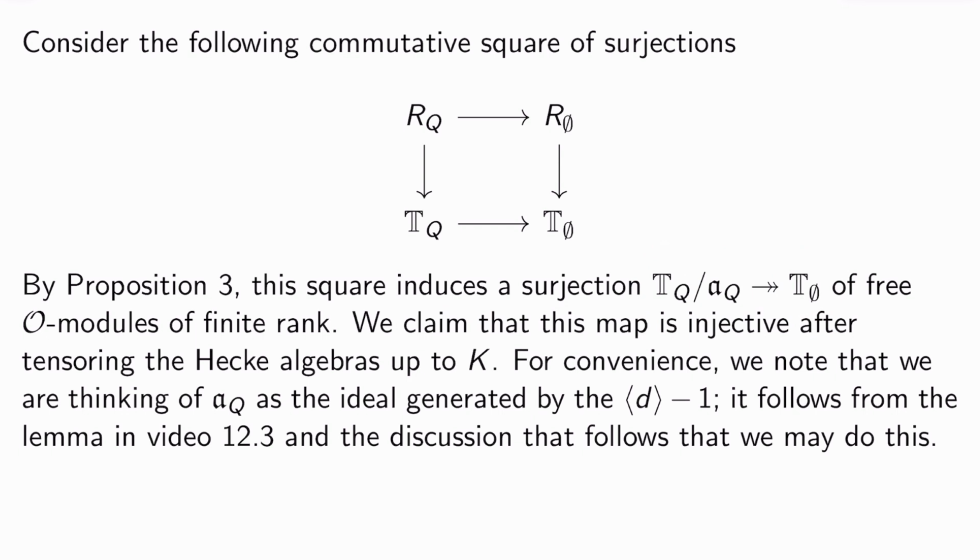We claim that this map is injective after you tensor the Hecke algebras up to K, where K is the field whose ring of integers is the O that we've been working with. For convenience, we note that we're thinking of A_Q here as the ideal generated by the diamond operators ⟨d⟩ minus 1. It follows from the lemma in video 12.3 and the discussion that follows there that we can do this. Okay, so we talked all about this ideal. We had almost an entire video on it.